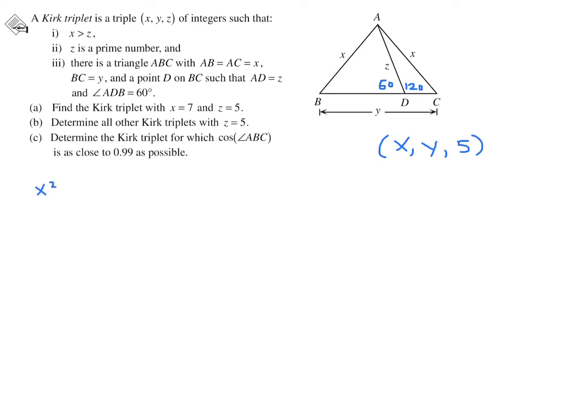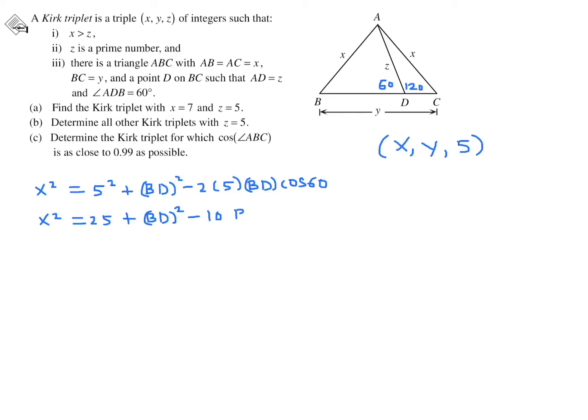We've got x squared is equal to 5 squared plus BD squared minus 2 times 5 BD cos 60. So x squared is equal to 25 plus BD squared minus 10 BD, and cos of 60 is a half, 0.5. So this gives me x squared is equal to 25 plus BD squared minus 5 BD. And that's about as far as I can go because I have two variables there.